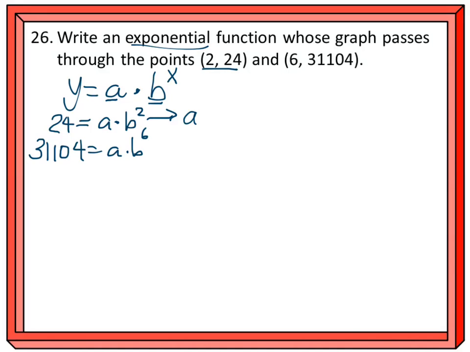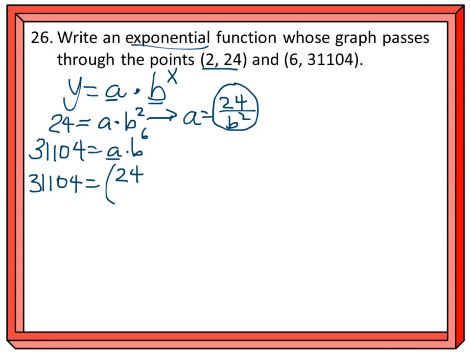So I have a is equal to 24 over b squared. Now I'm going to take this quantity and substitute it in for a into that second equation so that I can solve for b. So 31,104 is equal to, in place of a, I'm going to put 24 over b squared, and all of this being times b to the 6 power.